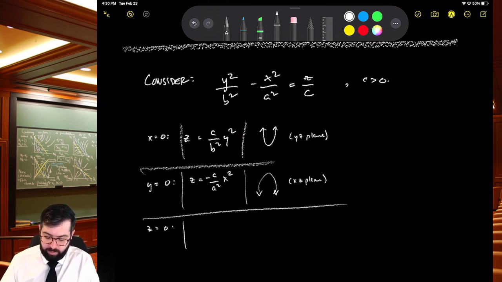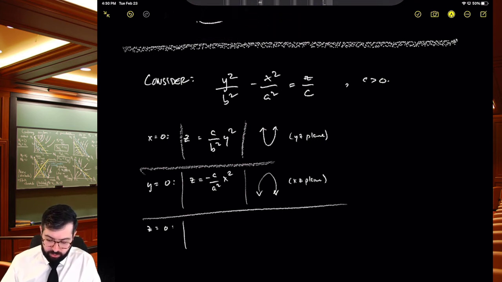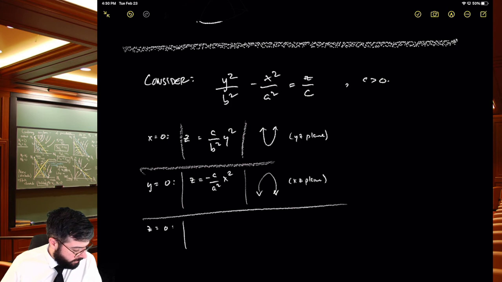Y squared minus x squared equals 0. And so we get the what do we get right there? Nothing helpful, because it passes through the origin. So we'd rather look at like z equals z naught or z equals k.